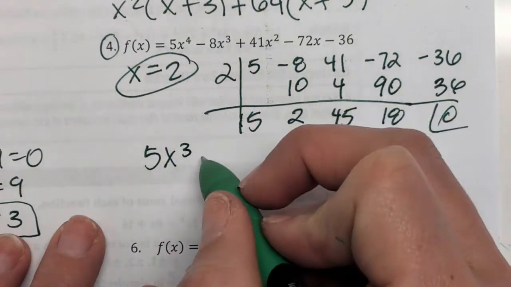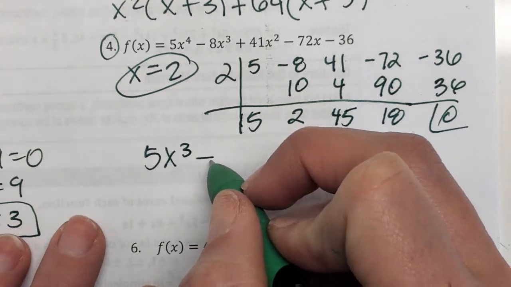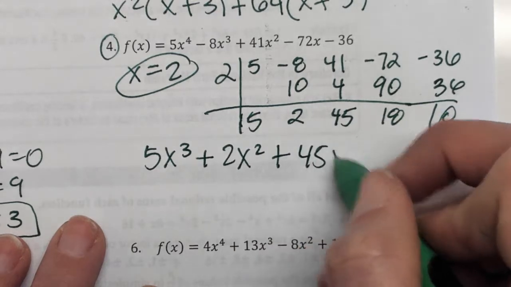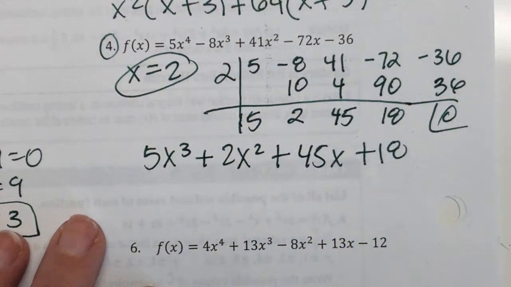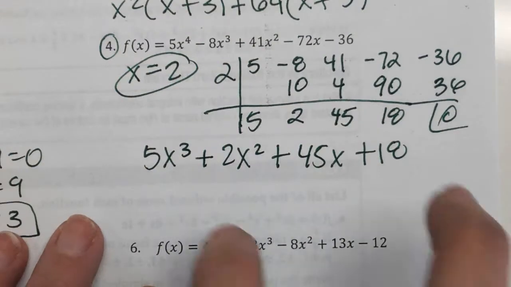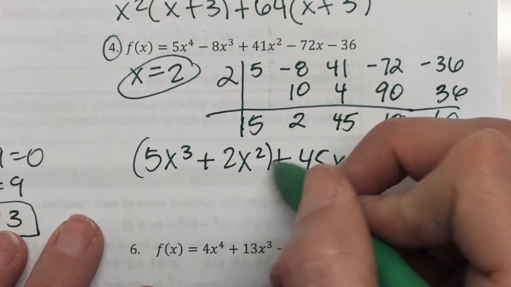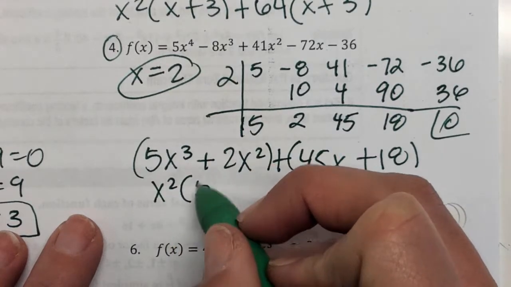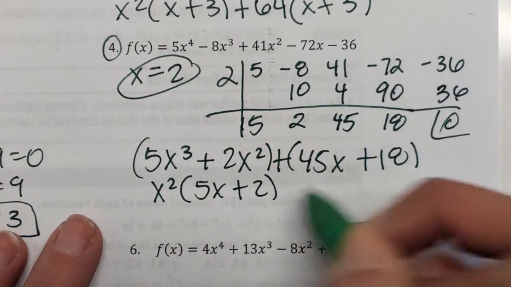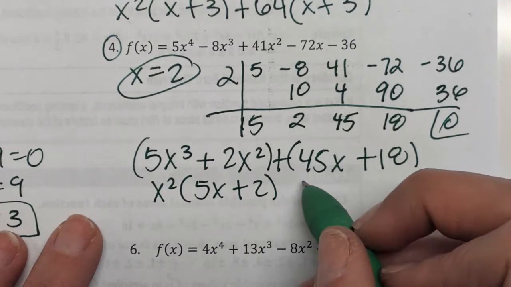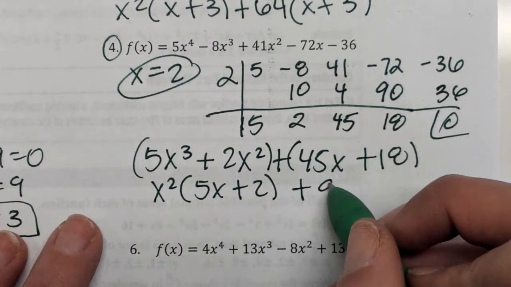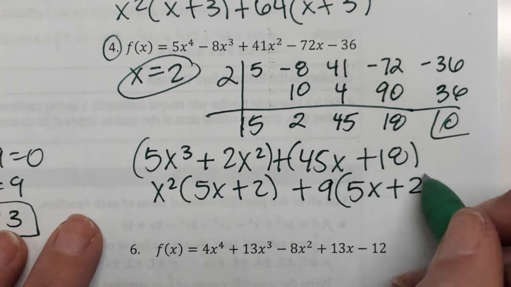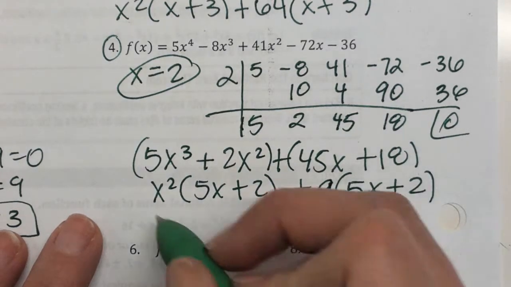How can I rewrite this? 5x plus 8 plus 2x plus 45 plus 18. Can I factor this? Yes. Let's try. You have to factor it by what? Alright, what can I take out here? So what's in the middle? Okay, what do these have in common? So it'd be plus 9. And what's in the middle? Plus 2. Good.